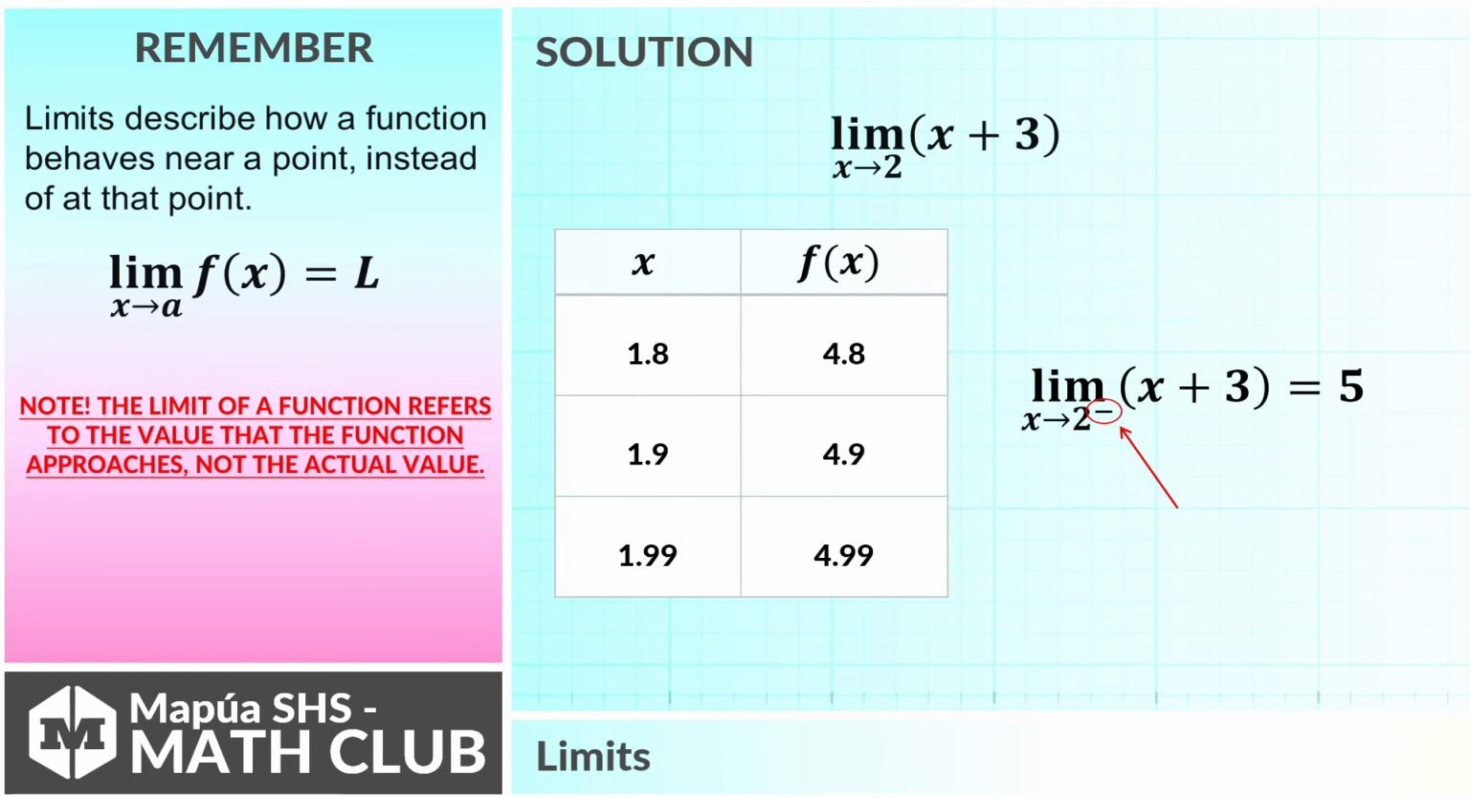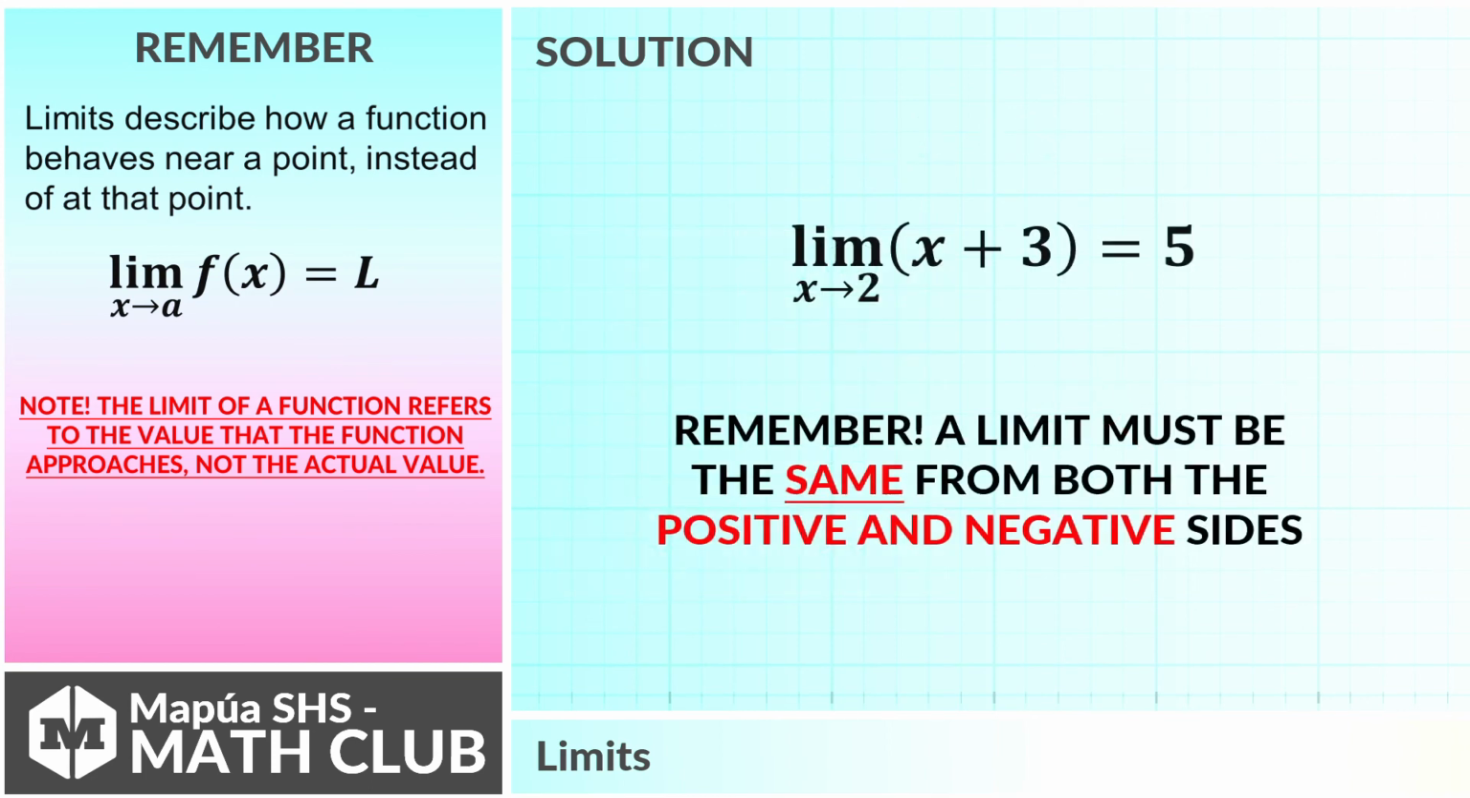Next, let's try to use values from the right side of the constant. Let's use 2.2, 2.1, and 2.01. Let's substitute them to the function and we'll get these answers. And just like a while ago, as we substitute values which are close to the constant, we are also getting closer and closer to our L, which is 5. Hence, the limit of x plus 3 as x approaches 2 from the right is equal to 5. Since we used values from the right of the constant, we'll use a positive sign here. Remember, a limit must be the same from both the positive and negative sides.